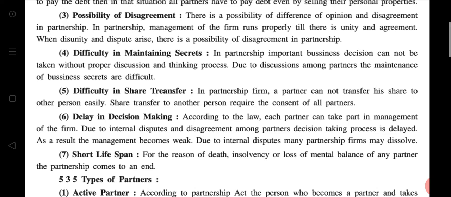Then possibility of disagreement, because there are many partners in a partnership firm. So everyone has different opinions on different matters, so there is disagreement in partnership firm. The management of the firm runs properly as long as there is unity and agreement. And when disagreement or disunity starts, the management of the firm cannot run properly. So when a dispute arises, the possibility of disagreement in partnership rises.